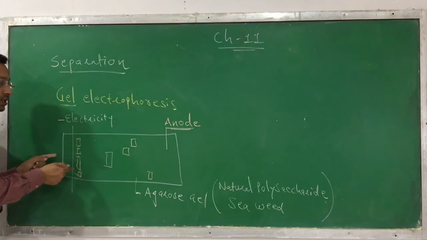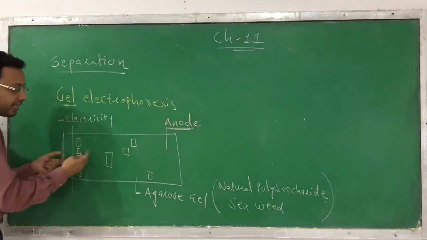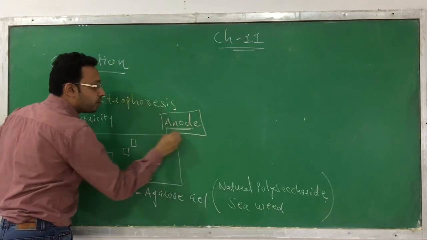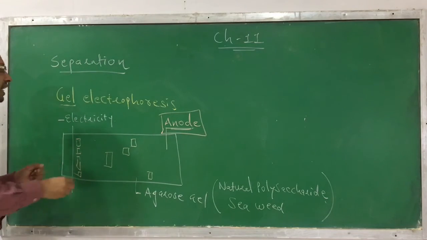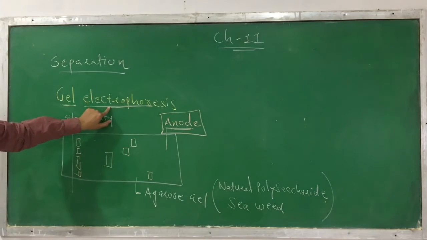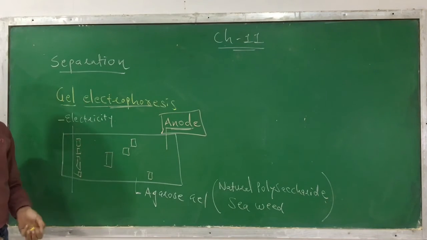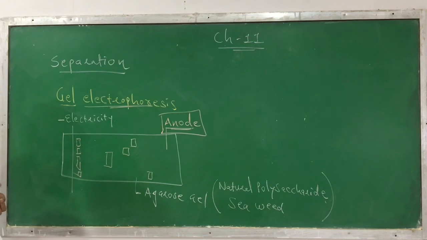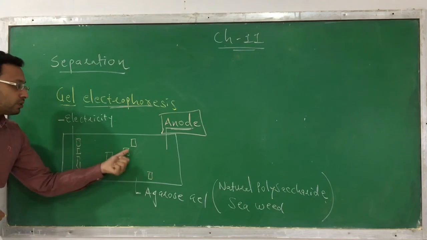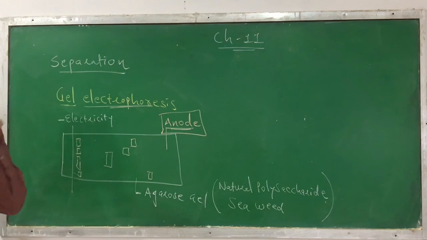So repulsion force occurs because both are the same charge and they move. Move towards what? They move towards the anode. Okay? So such kind of a procedure is called electrophoresis. As we are applying the current over here to these molecules, that's why this is called gel electrophoresis. Here the DNA molecules are separated based on the size.